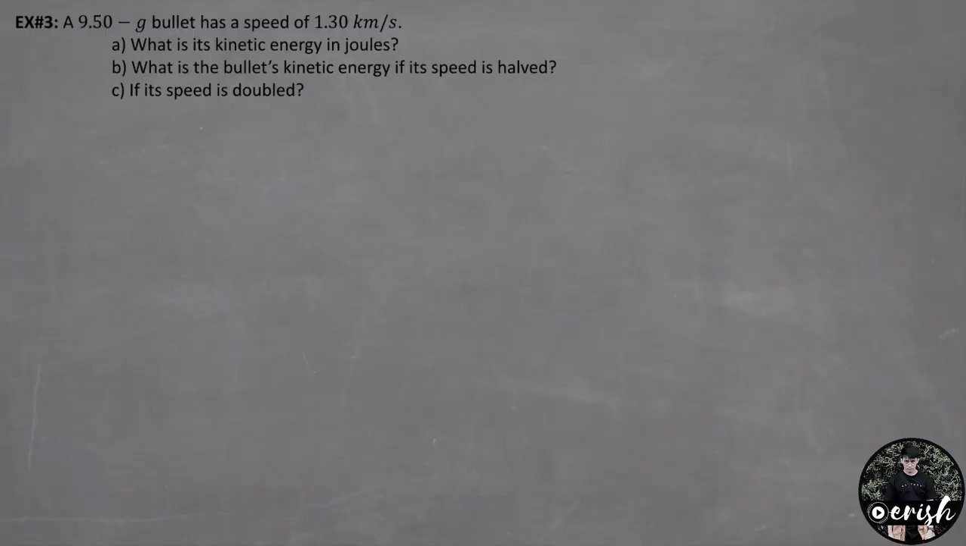A 9.5-gram bullet has a speed of 1.3 kilometers per second. Letter A, what is its kinetic energy in joules? Letter B, what is the bullet's kinetic energy if the speed is half? Letter C, the bullet's kinetic energy if its speed is doubled.